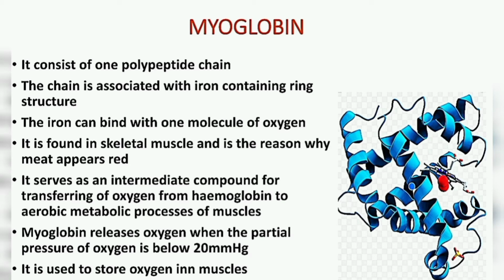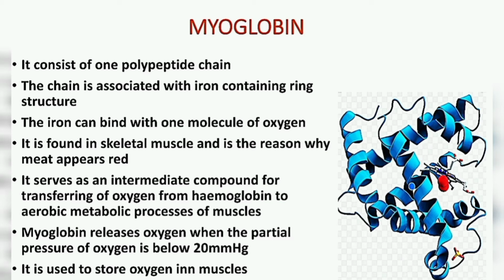This chain is associated with an iron-containing ring structure. This is one chain, so it is associated with only one iron-containing ring structure. As we have learned, hemoglobin has four globin protein chains, so it is associated with four iron-containing groups.